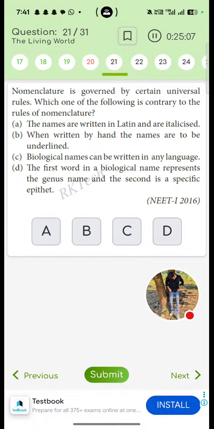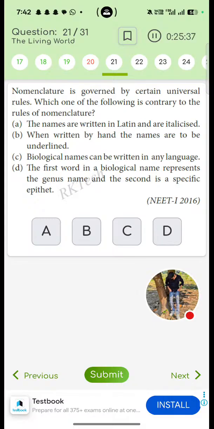NEET 2016. Nomenclature is governed by certain universal rules. Which one of the following is contrary to the rules of nomenclature? The names are written in Latin and are italicized. When written by hand, the names are to be underlined. Biological names can be written in any language. The first word in a biological name represents the genus name and the second is the specific epithet.